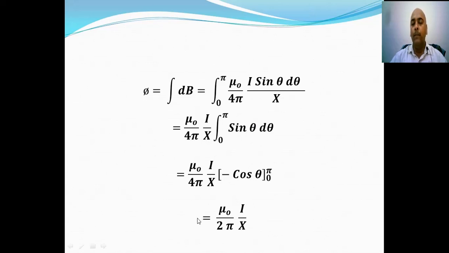the total magnetic field due to a conductor of infinite length is mu naught I upon 2 pi x, where I is the current flowing in the conductor and x is the radial distance of the observation point from the conductor.